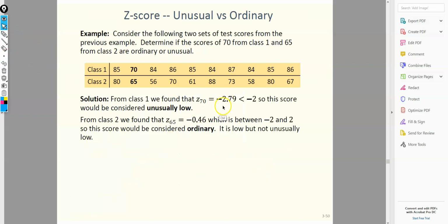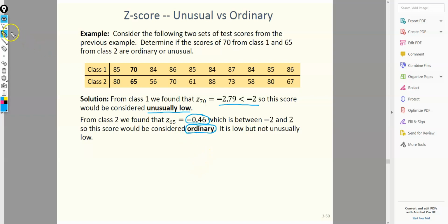We already calculated the z-score for the score of 70 to be negative 2.79, and we see that that is less than negative 2. So this score would be considered unusual, or unusually low. On the other hand, the score of 65 has a z-score of negative 0.46, which is between negative 2 and 2. So the score of 65 would be considered to be ordinary.